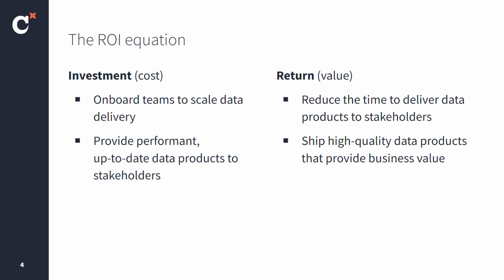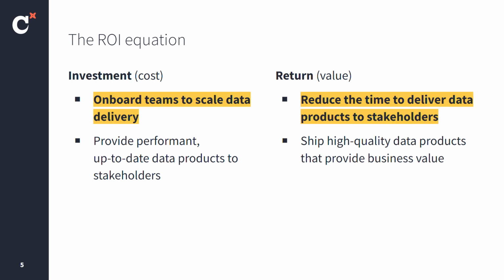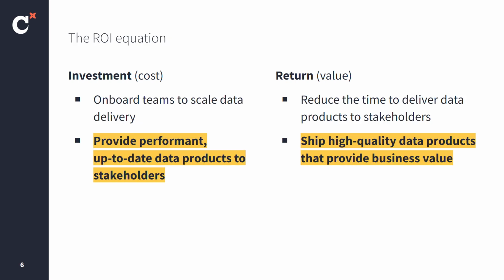So before we jump into that example, I want to highlight the two main strategies we'll cover today, and it addresses both sides of the ROI equation. The first is scaling data delivery by onboarding additional teams or individuals so that you can deliver value more efficiently. And the second is enabling those teams to provide a performant, well-governed data delivery experience and ensure that the cost to value is matched up.